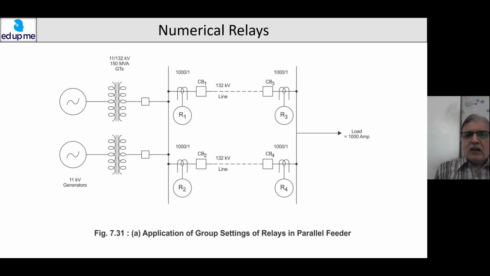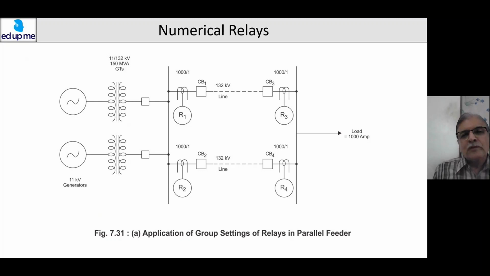But the problem with a parallel feeder is this: if my total load is, say, as given in this example, 1000 ampere, then if both the feeders are on, both the transmission lines are on, 500 ampere is passing through each line. Therefore the flux setting of relay R1 and R2, I am telling R1 and R2 because R3 and R4 are going to be directional, looking away from the bus. Therefore, they are not going to operate for load current.